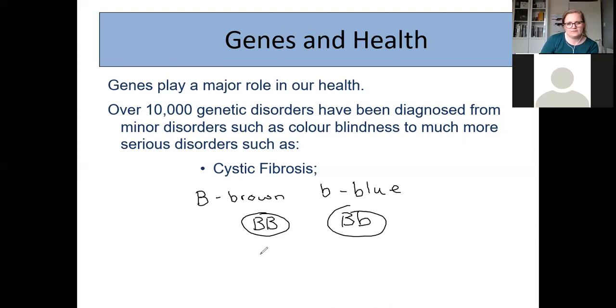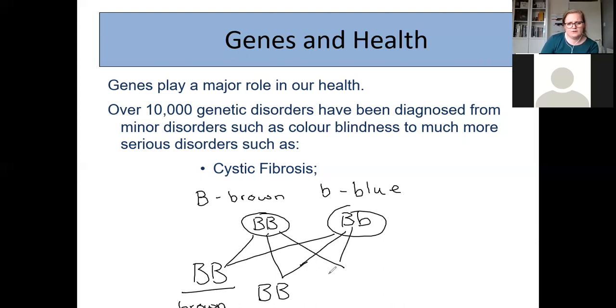You could have from one parent and the other BB. So your phenotype would be brown, whilst you might have the alleles for both for brown. You could have BB again. You could have BB again, and then finally you could have BB. This is the only one that carries the blue allele, but blue being recessive means it wouldn't be shown, so your eye colour, your phenotype, would still be brown.